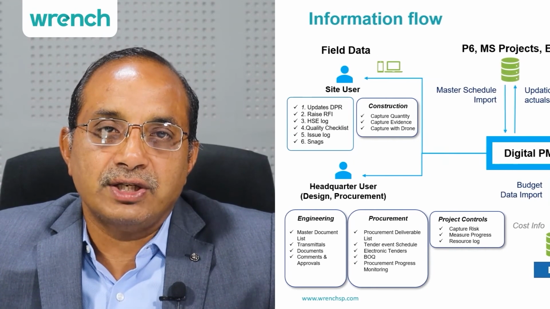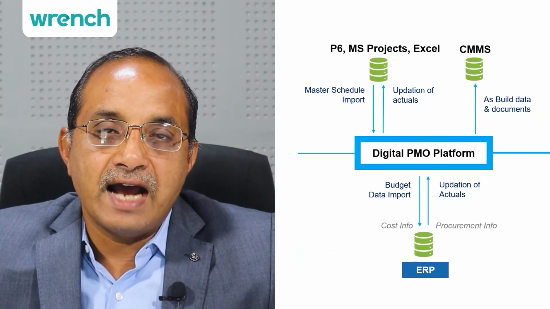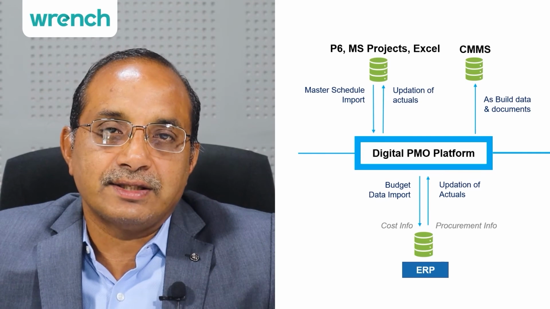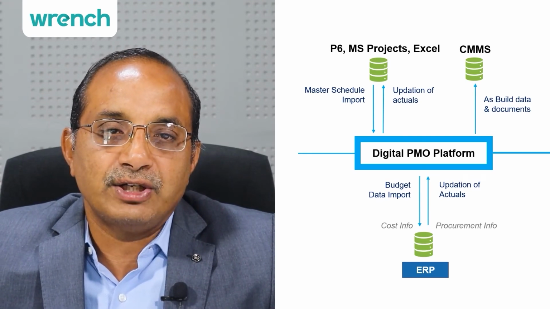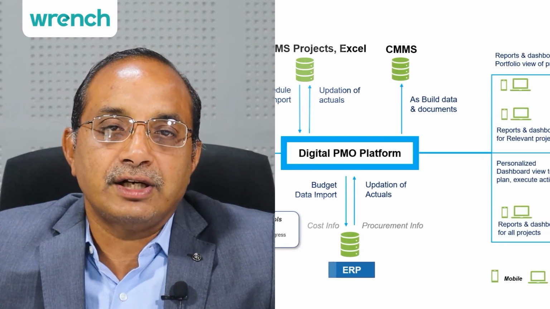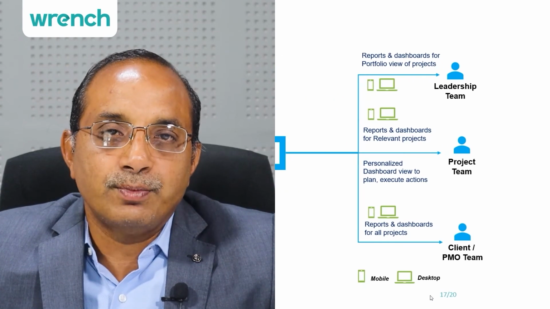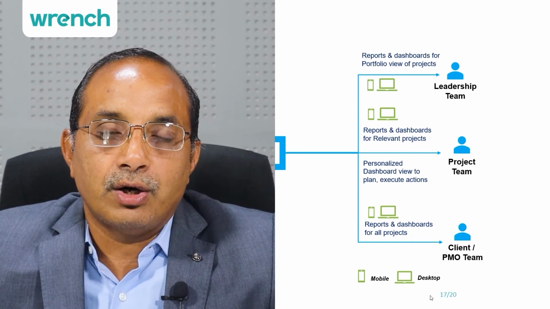And all this information is collated inside the Digital PMO, which is SmartProject, and it also integrates with P6 or the schedule software. It integrates with your ERP to get the cost information, the commitments that you make. And from all this information collated, it provides specific dashboards for the leadership, the project team, your PMO team, or even your client. So they all can have different types of information based on the data collated. You can have different dashboards which can be provided to all of them.